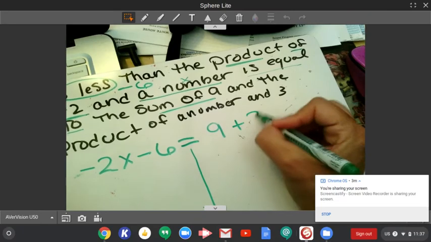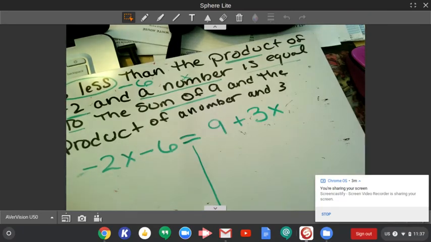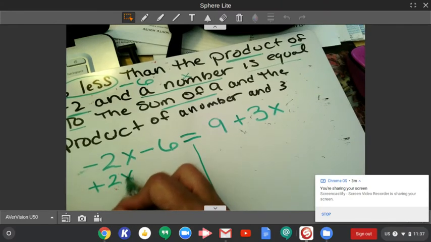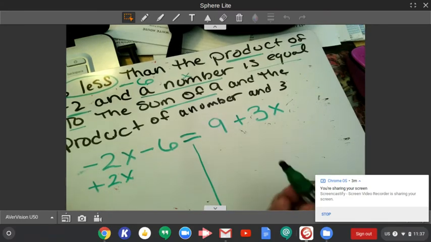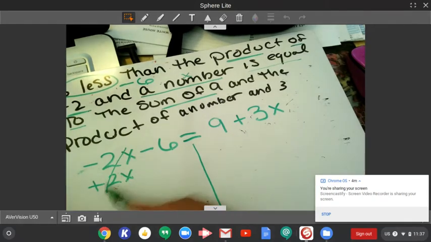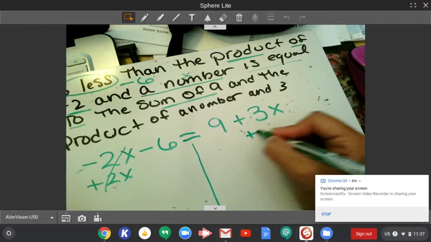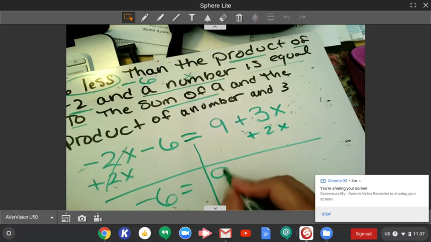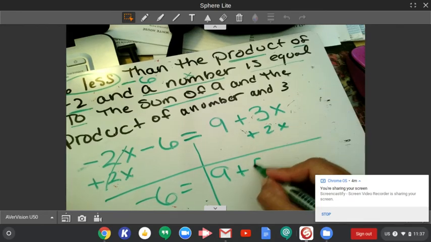And let me go back to my original problem. Step 1, we want to move all variables to one side. I'm going to always move the lesser of the two variable expressions. So I want to move this to the other side. I'm going to eliminate it there. I'm going to add 2x to this side. I get -6 equals 9 plus 3 plus 2, which is 5x.